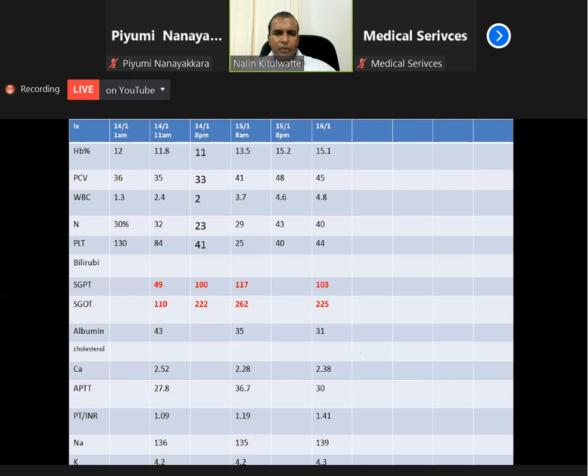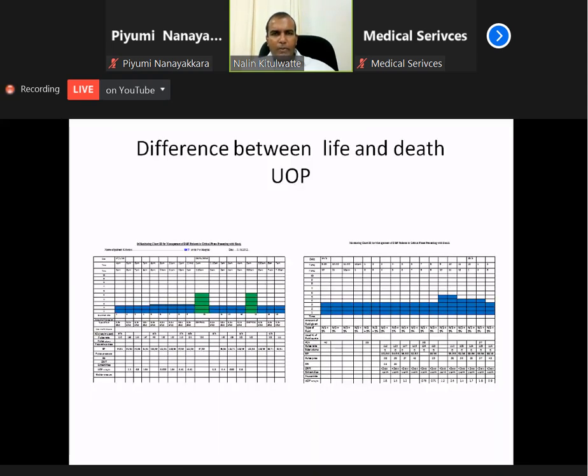And then look at this: SGPT 49 to 103, SGOT 210 to 225. So this child did well. Now I am telling you, the difference between death and survival in dengue hemorrhagic fever is urine output. If you have a good urine output without furosemide, you can go home. If you don't have urine output, then you may die.